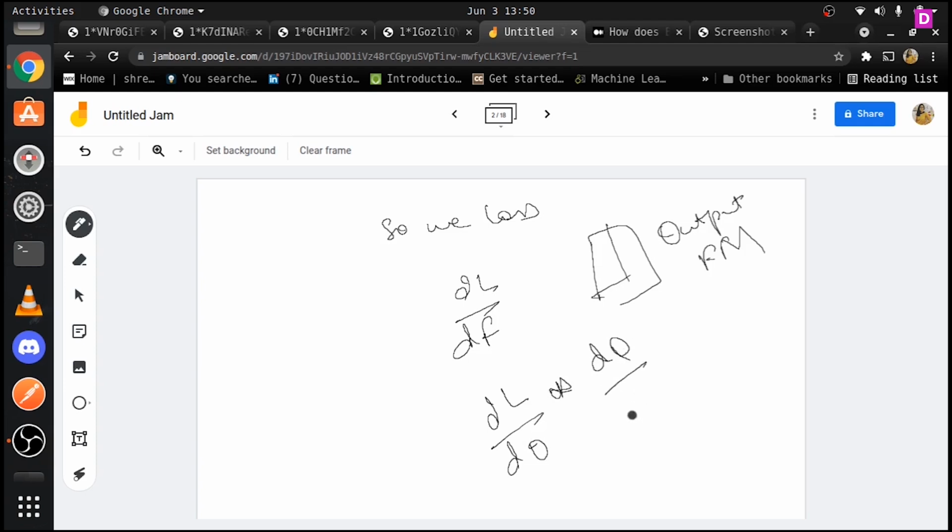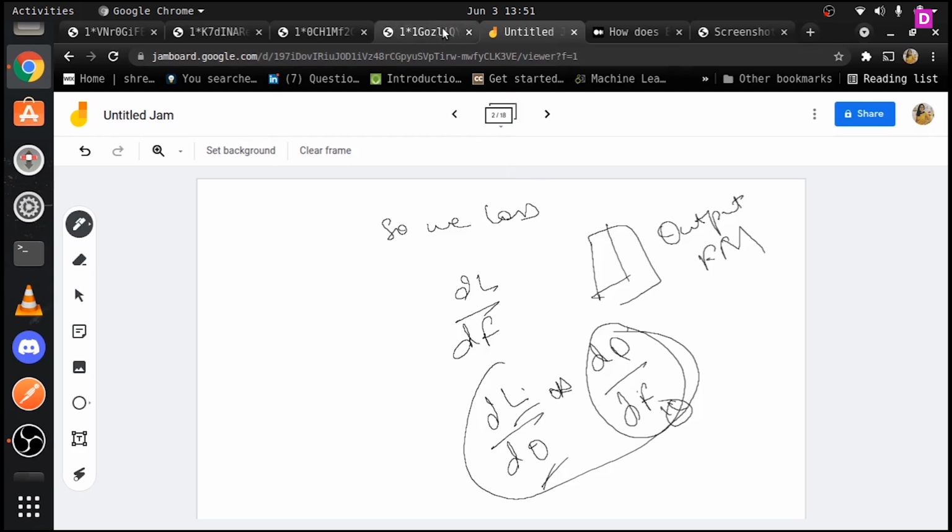So now we have the differentiation of loss with respect to output, and that is multiplied by the differentiation of output with respect to the filter value, right? Okay, now that is done, the next thing that we will do is understand this part.